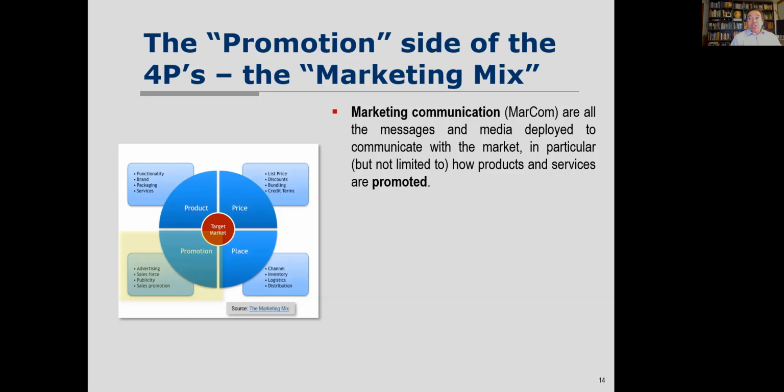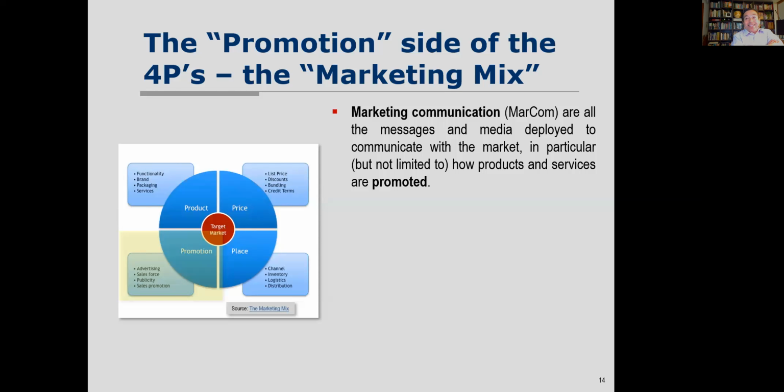Marketing communications, MarCom, is defined as all the messages and media deployed to communicate with the market, in particular, but not limited to how products and services are promoted. So promotion is a major part of marketing communications, but marketing communications is a little bit broader. It includes things like branding, public relations, crisis management.